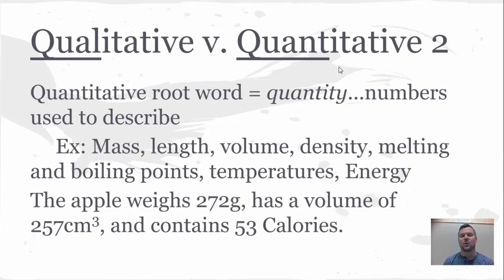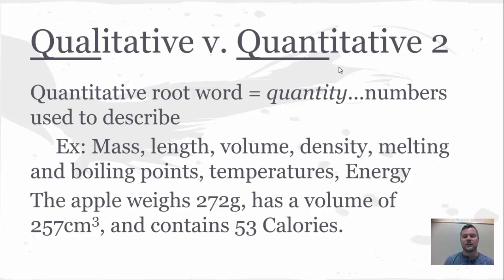Quantitative, though, is going to be quantities, which means that there's going to be numbers involved. So that's often the easier way to determine if you're looking at qualitative versus quantitative. Do I see a number? If I see a number, it's quantitative. If I don't, it's going to be qualitative. So examples: mass, length, volume, density, melting point, and boiling points, temperatures, the amount of energy a substance contains, etc.